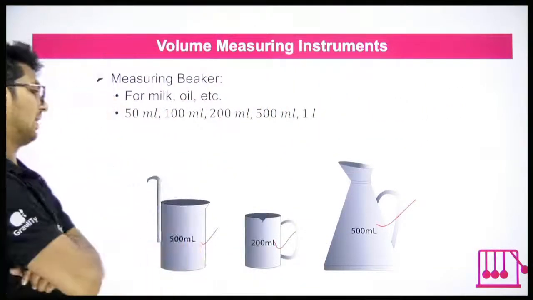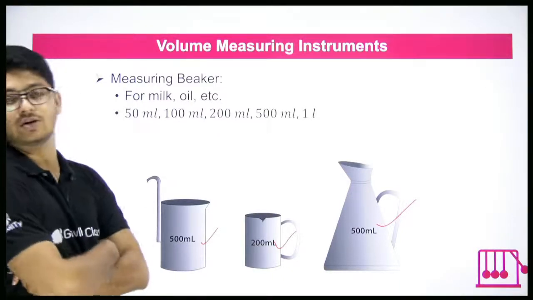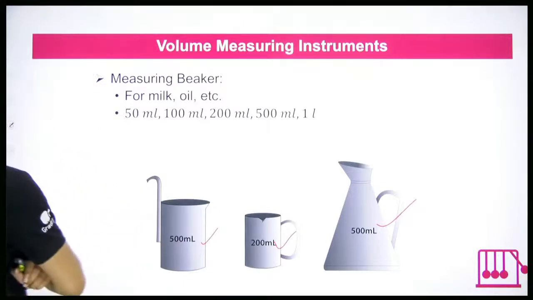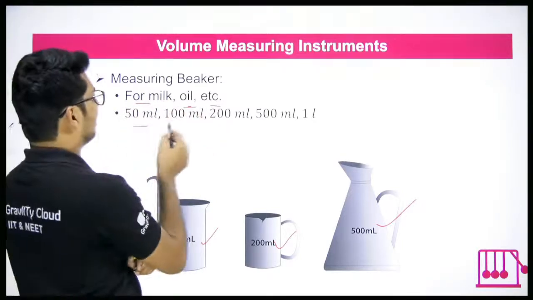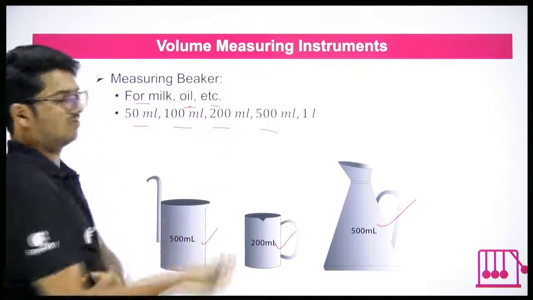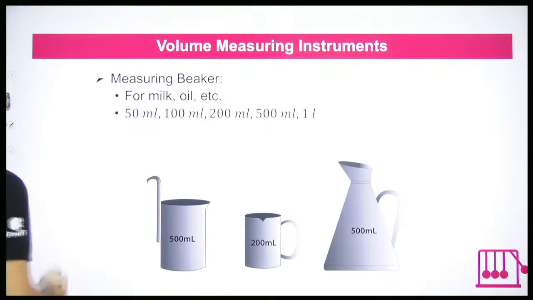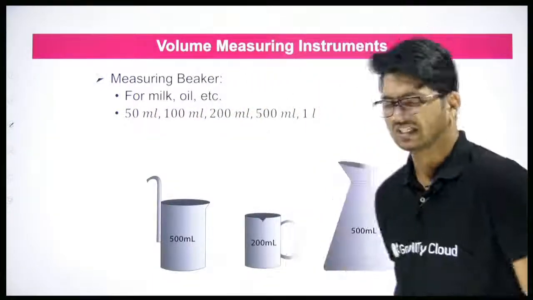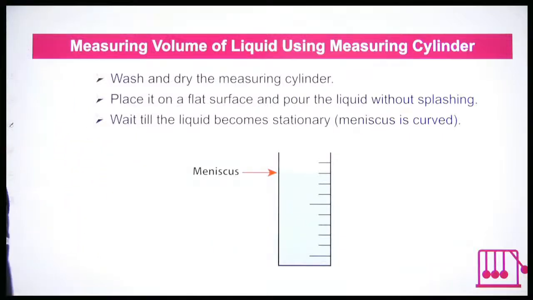If you ever go to a kirana shop, you can ask the shopkeeper, he or she can show it to you. They'll also use this to measure the volume, for milk, for oil, etc. 550 ml, 100 ml, 200 ml, 500 ml, 1 liter, different volumes are possible. Depending on the usage, you will get different measuring beakers, different measuring jars easily. Okay, that's good. So now let's see how to use a measuring cylinder properly.